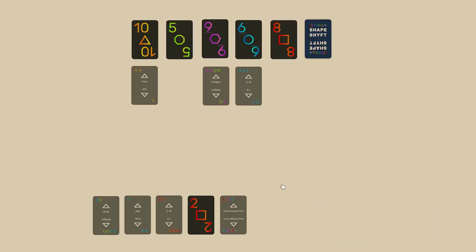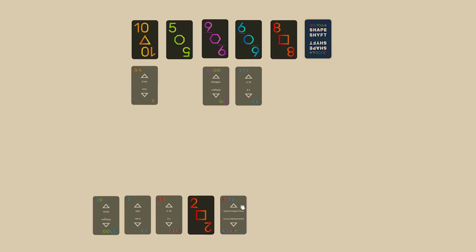Here's how to collect a shape card. A shape card is collected when the number of individual shapes that match the shape card on all shift cards attached to it equal the number value on the shape card. So here's what that looks like.